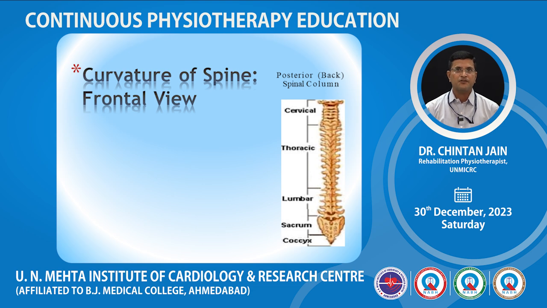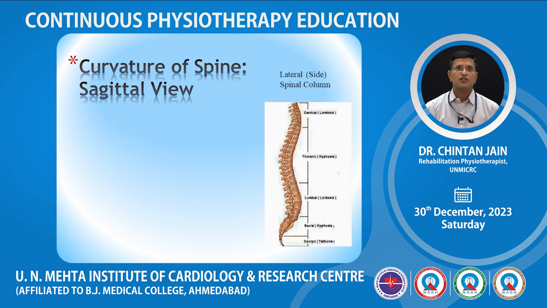This is the frontal view. These are the 7 cervical vertebrae, then 12 thoracic vertebrae, then 5 lumbar vertebrae, then the sacrum and then the coccyx. We can better understand this with the lateral view, the sagittal view: in the lateral column, cervical vertebrae, thoracic, lumbar, then sacral and coccyx. This is the ideal or correct curvature of the spine.